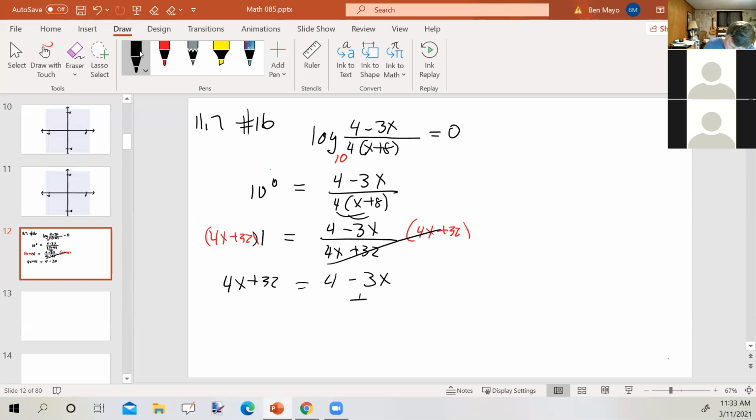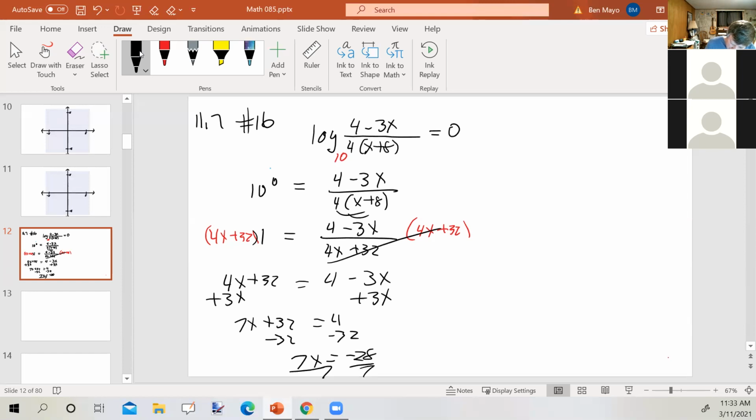Solving for x, I'm going to put all the x's on the left, so I'll add 3x to both sides. 7x plus 32 equals 4. I'll subtract 32 from both sides. 7x equals negative 28. Divide by 7, and x equals negative 4. And there's your answer. Any questions about that?